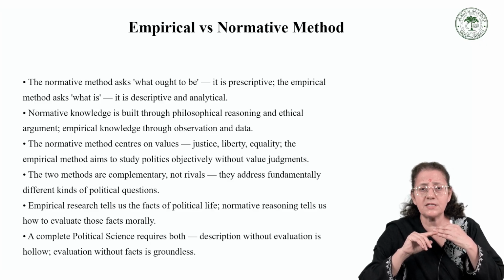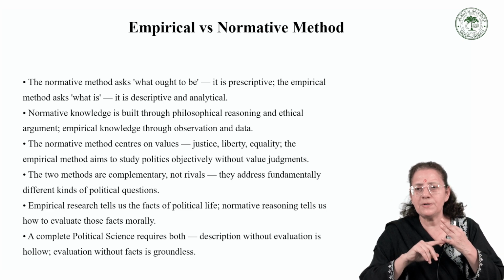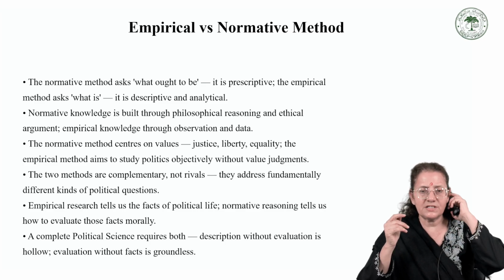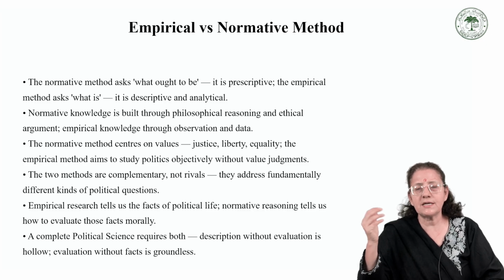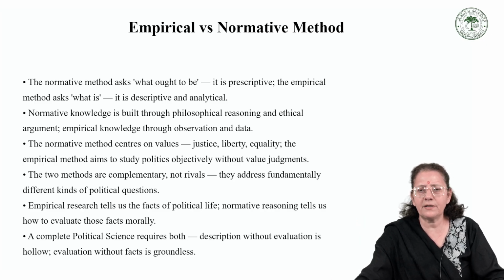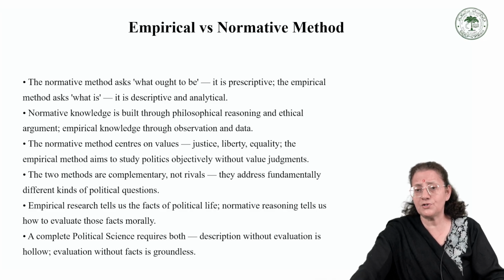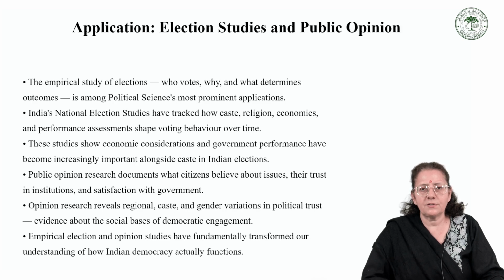The third difference is their relationship to value. The normative method places values at the center of political inquiry. Justice, liberty, equality, and rights are its primary subject matter. The empirical method aims to study politics objectively, setting aside the researcher's own values and following the evidence wherever it leads. However, it is crucial to note that the empirical and normative methods are not simply opposites that compete to replace each other. They are complementary approaches that address different kinds of questions.